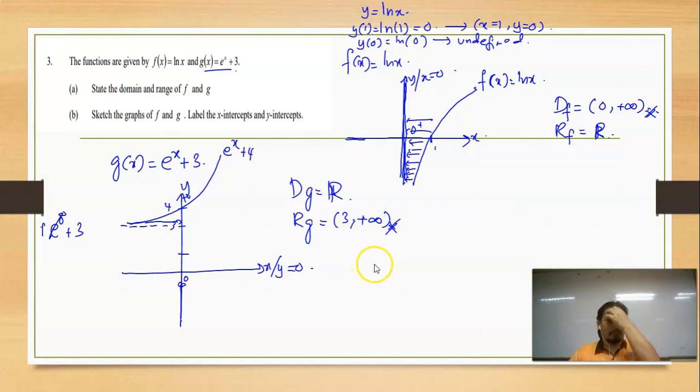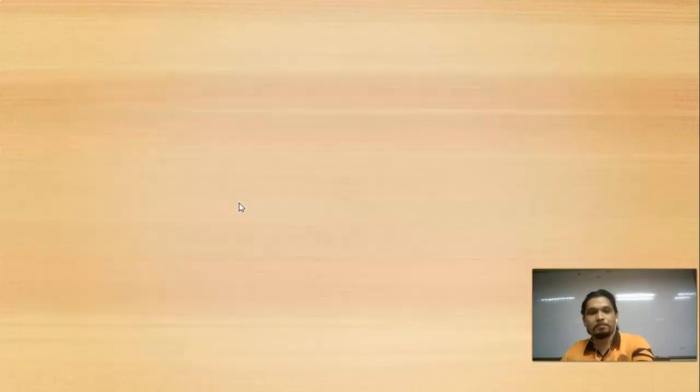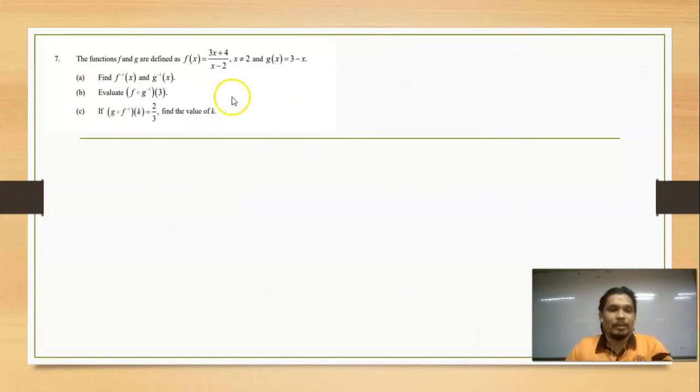There you go. State the domain and range of f and g, and then sketch the graph. Now, find the function of f and g defined here. Find f inverse and g inverse.